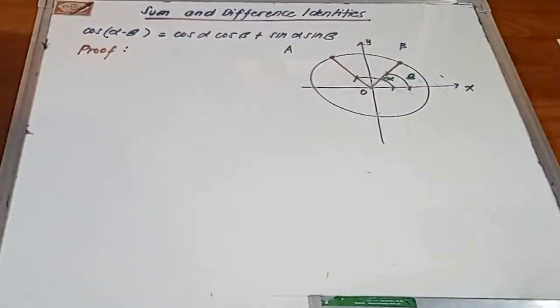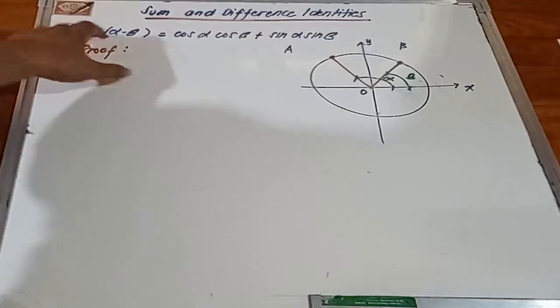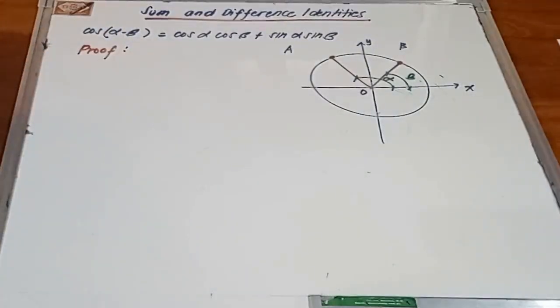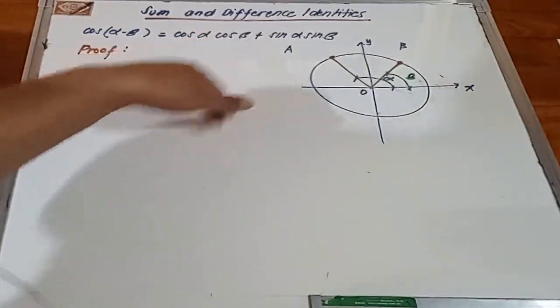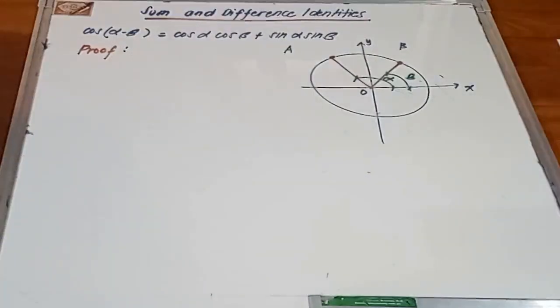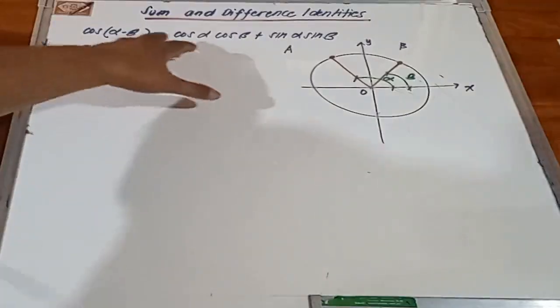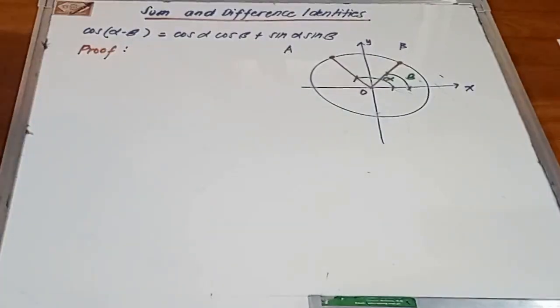Okay, so in this video, I'm going to show you that cosine of the quantity alpha minus beta is equal to cosine alpha cosine beta plus sine alpha times sine beta. So ito yung proof for this trigonometric identity.